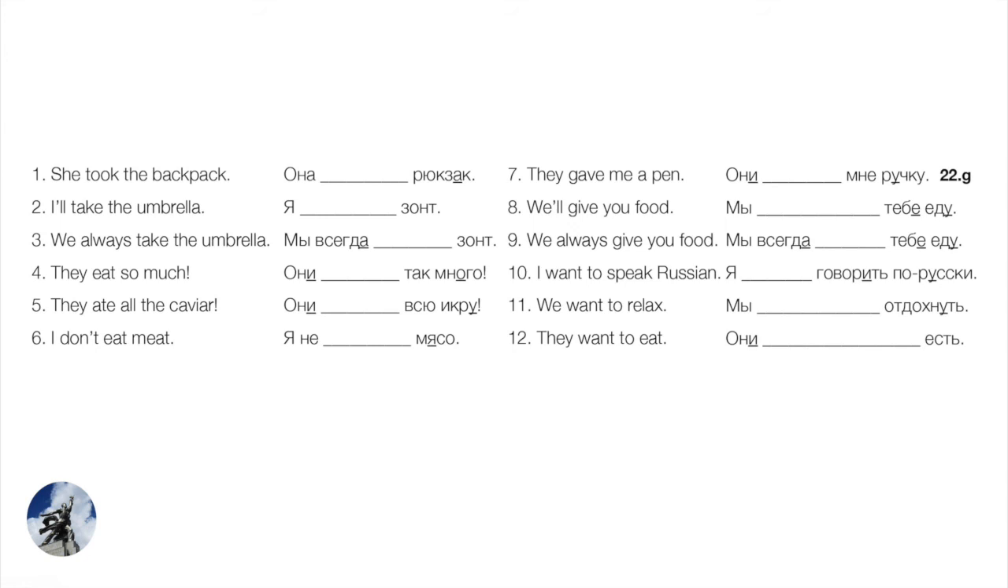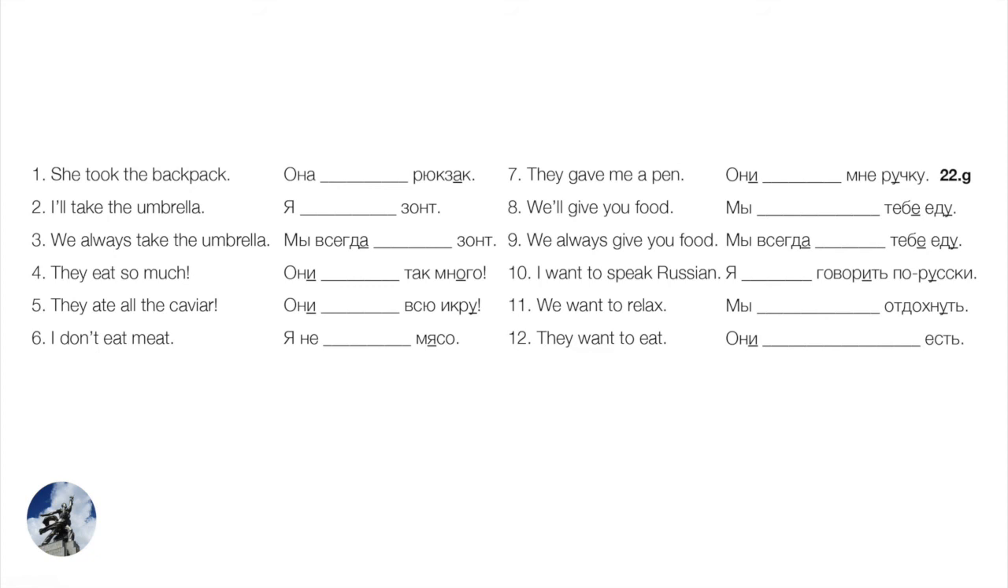We'll always give you food. Let's go ahead and throw in a всегда to make it perfectly clear. This is going to be a repeated action. That would call for imperfective future tense. Мы всегда будем давать тебе еду. Будем давать. Number 10, I want to speak Russian. I want, present tense, obviously imperfective. Я хочу говорить по-русски. I want to speak.